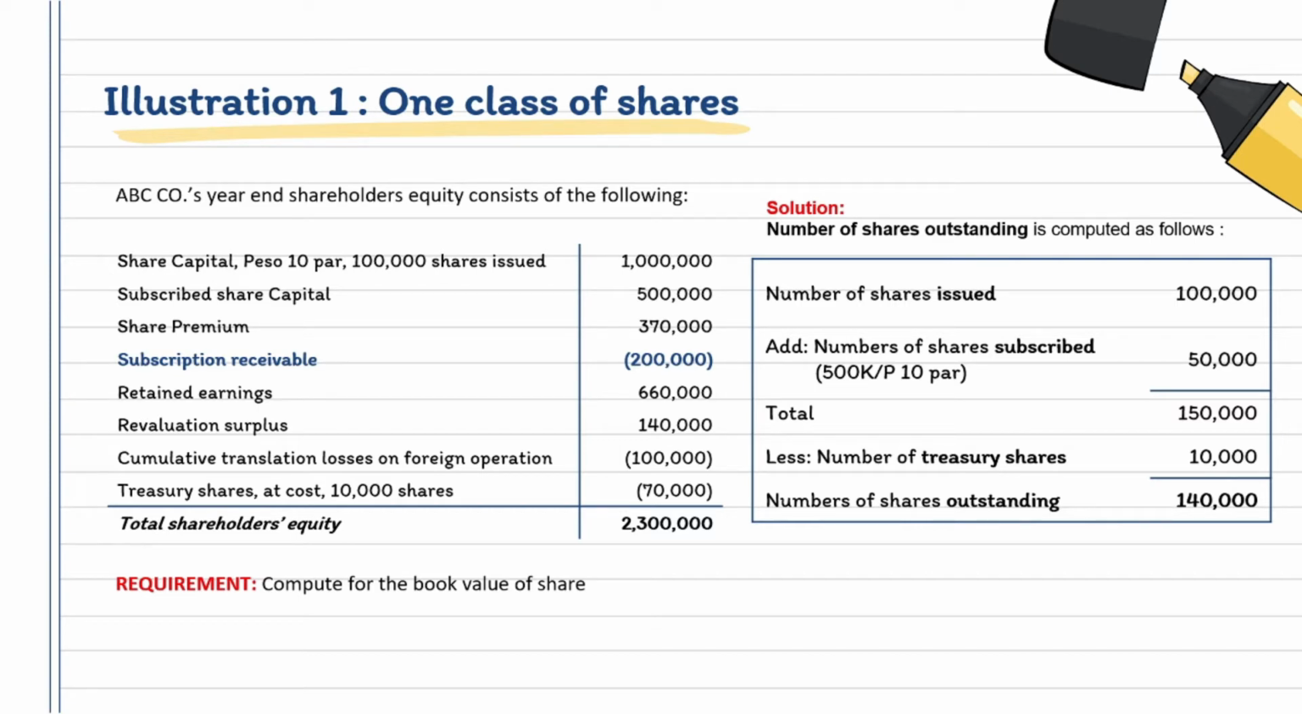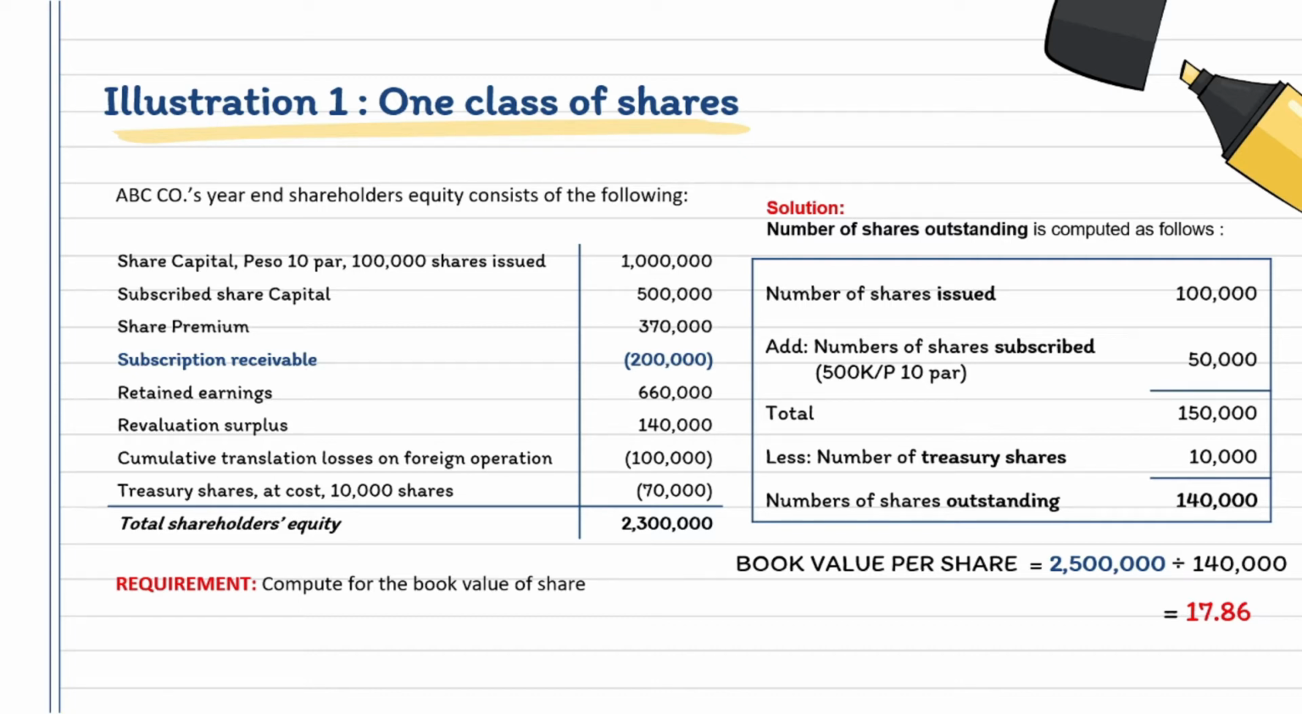So we get a total of 150k. Then we less the number of treasury shares, which is 10k, and we will get a total of 140k, which will be the number of shares outstanding. Next, proceed na tayo sa computation ng BPPS. So, BPPS is equal to total shareholders equity over number of shares outstanding. BPPS equals our total shareholders equity, which is 2.5M.